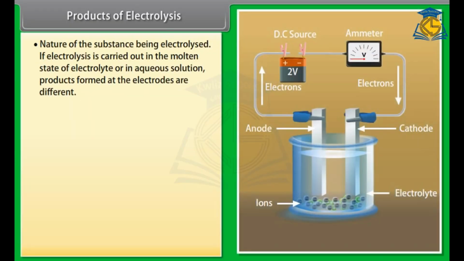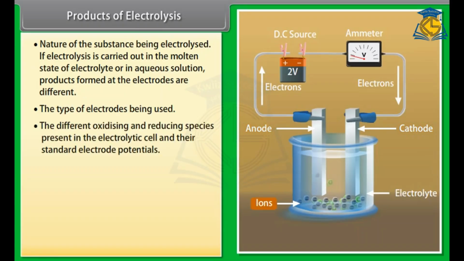Products of electrolysis. Products of electrolysis depend mainly upon the following factors. Nature of the substance being electrolyzed. If electrolysis is carried out in the molten state of the electrolyte or in aqueous solution, the products formed at the electrodes are different. The type of electrodes being used. If the electrode used is inert, it does not take part in the reaction, or if the electrode is reactive, it takes part in the electrode reaction. Then, the products of electrolysis would be different.